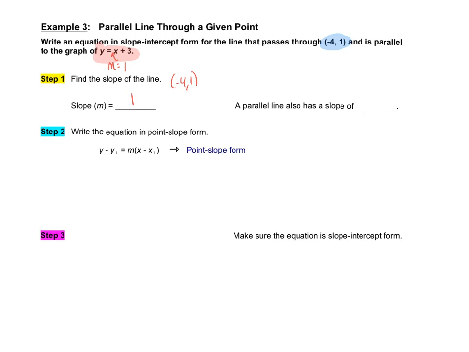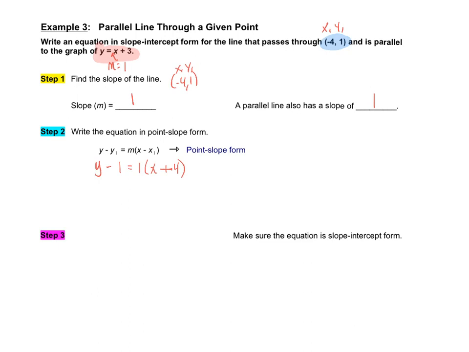Sorry, a parallel line also has a slope of 1. But I'm going to write my equation in point-slope form now. So start with my equation, which has been written for me. And then I'm going to label up above my x1, y1, or here as well, it doesn't matter. y minus y1 is 1, equals m, which is 1, parenthesis, x minus -4. Minus a negative becomes a plus.